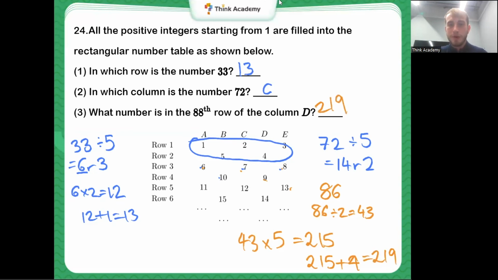So we're kind of working backwards. We're working out how many complete cycles we've got before then, what number that takes you up until, and then what position we need to be in here to count on there. And it's 4 more because we're in column D. Okay.